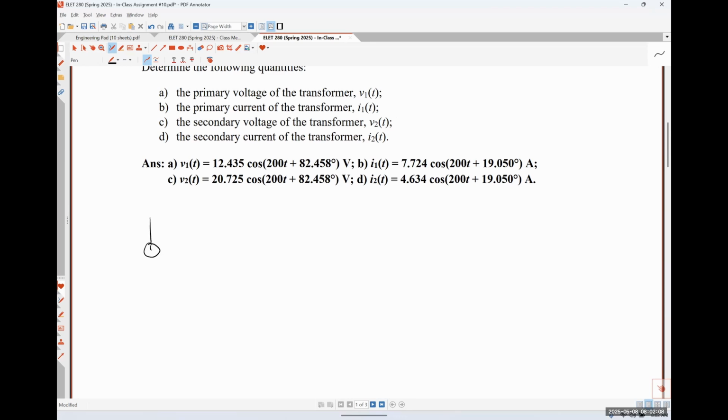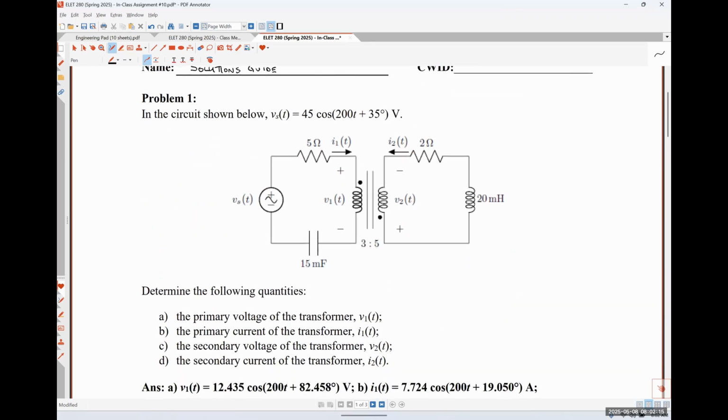So here is our sinusoidal voltage source, Vs. If we scroll up here, we're told that our voltage source is 45 cosine 200t plus 35 degrees. So how would I represent that signal as a phasor in the frequency domain? Not just the 200, but you're close. So it'll be 45 angle 35. So we just keep the magnitude, keep the phase angle, and throw everything else away, right?